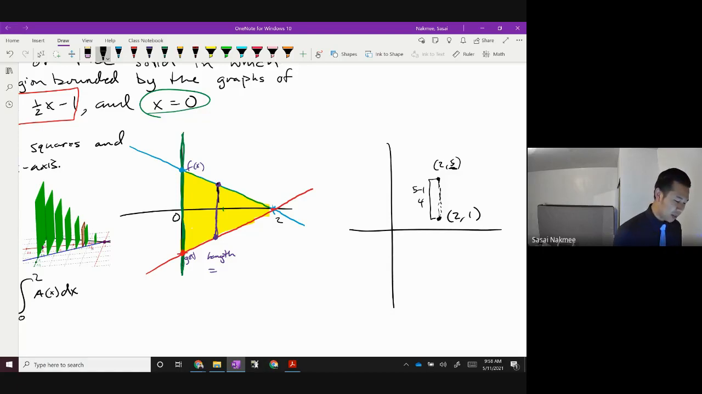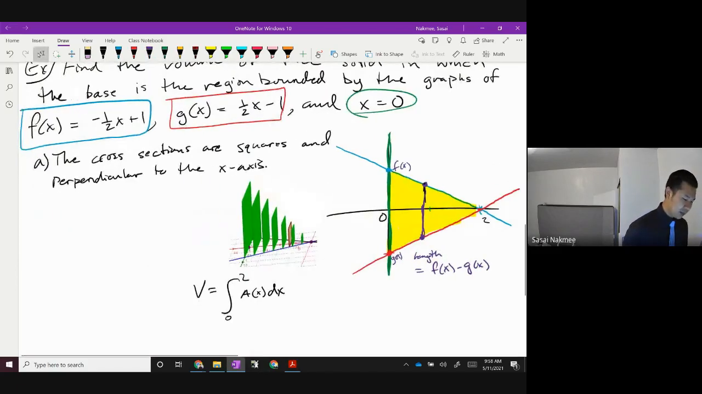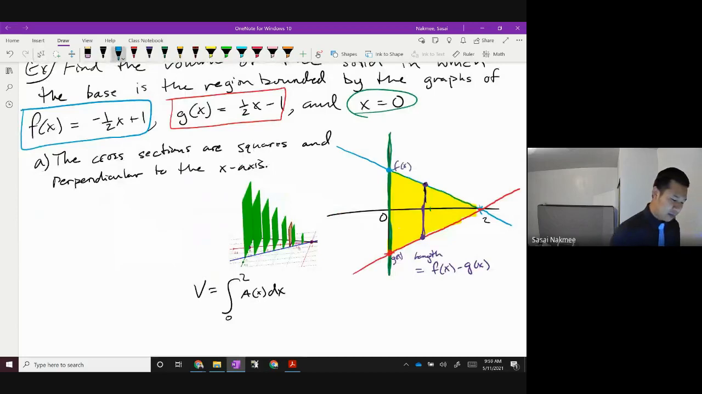So the length here in purple is, if I pick any random x value, let's just say this is the x value I picked, it's going to be f of x minus g of x. That's how I get that length right there, and we already have those functions. I can write that down. f of x is equal to negative 1/2 x plus 1, and I'm going to subtract that from g of x.